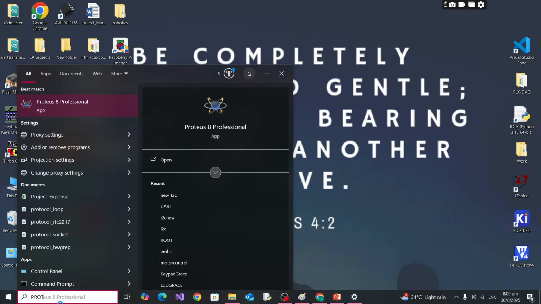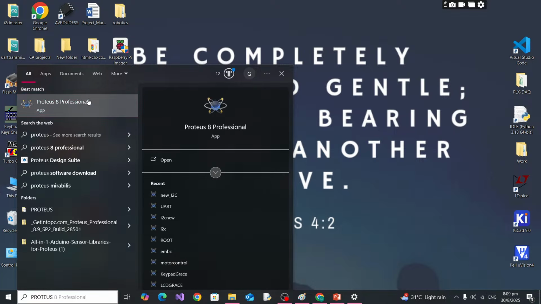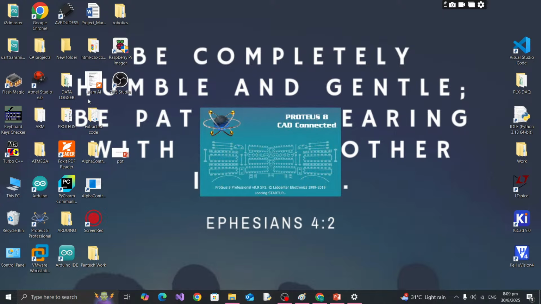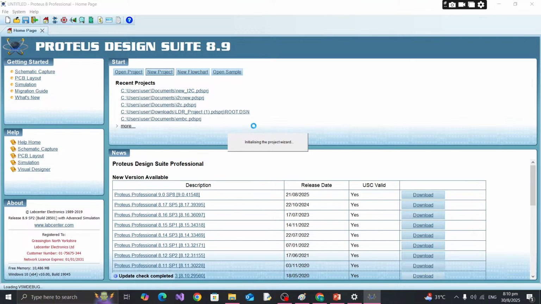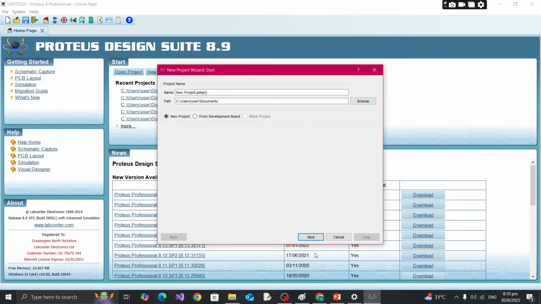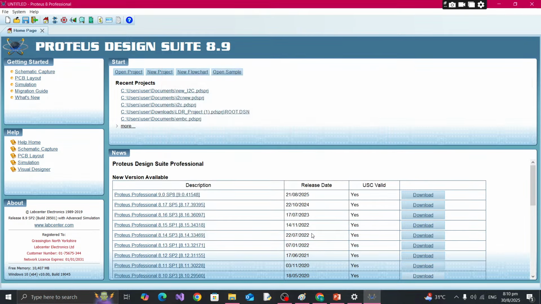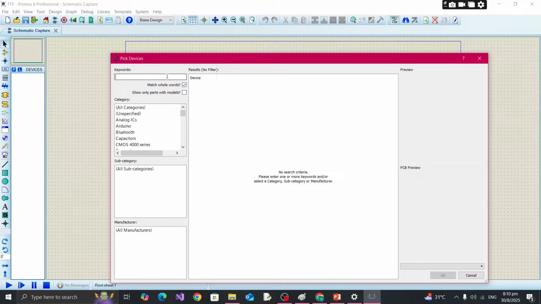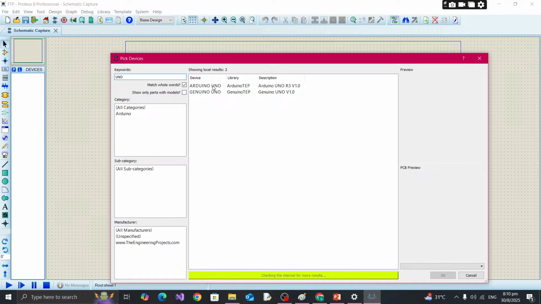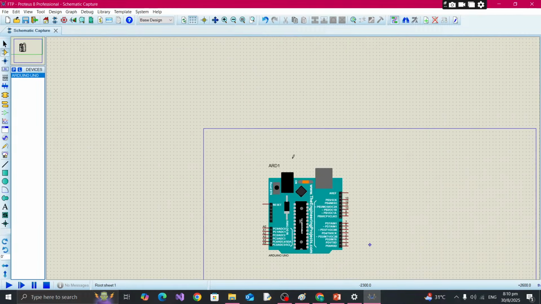So I'm opening my Proteus. I'm opening a new project. Okay, so I'm going to pick an Arduino here.